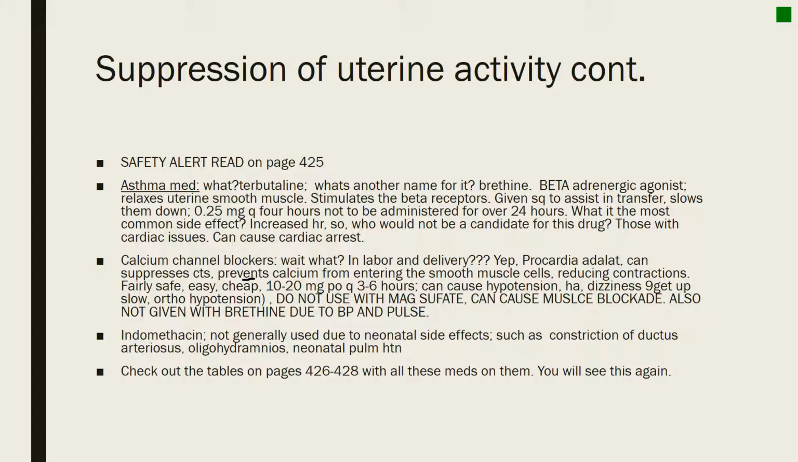We do not give this with mag sulfate. It can cause a complete muscle blockage. Also, we don't give it with Brethine because of the blood pressure and pulse. Indomethacin, we're not going to talk about it because we're not going to use it. It's not good. So check out tables 426 through 428 with these meds on them. It's really good. When you're doing your blueprint, it has it all in one place.